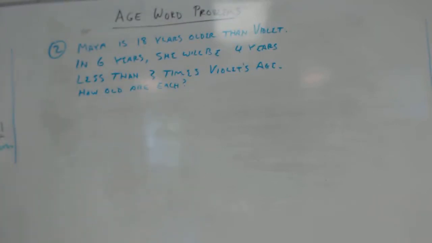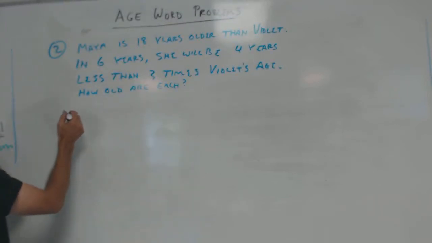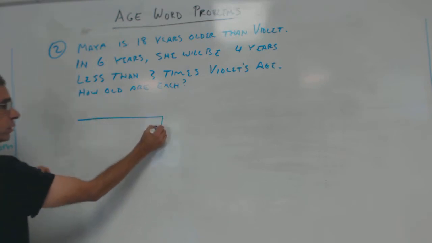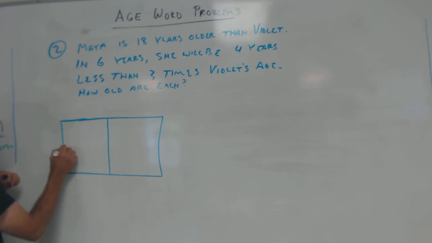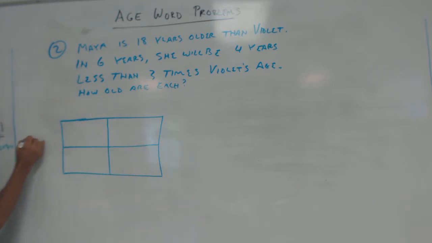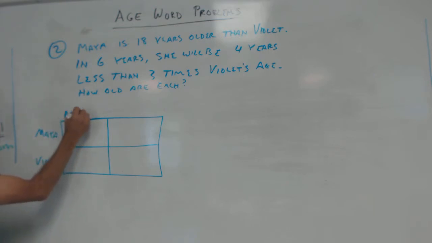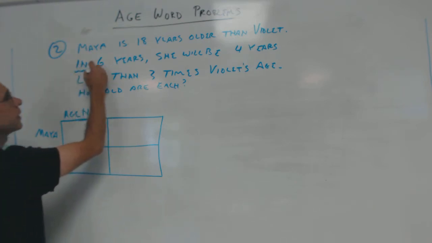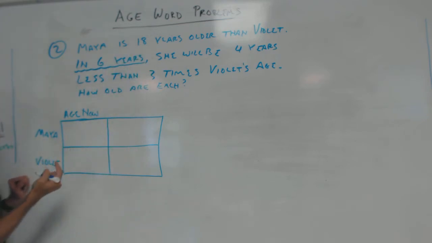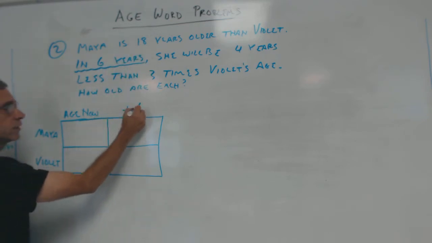Okay, so immediately, we have 4 minutes to do this. So immediately, we draw our box. The box makes so much sense when you do it, because then you know what to do with everything. So immediately we have Maya, and we have Violet, right? And I have age now as my first column. I always make that my first column. And my second column is in 6 years. Would that be +6 or -6? +6. I put a +6 right there.